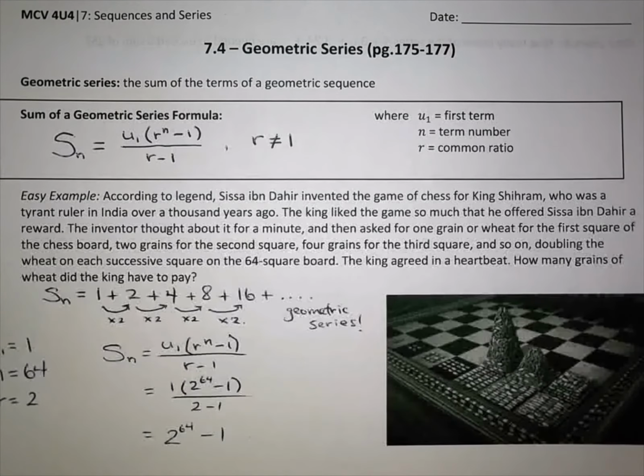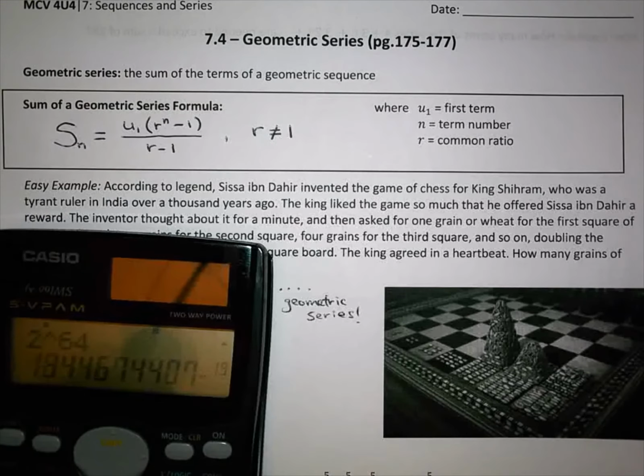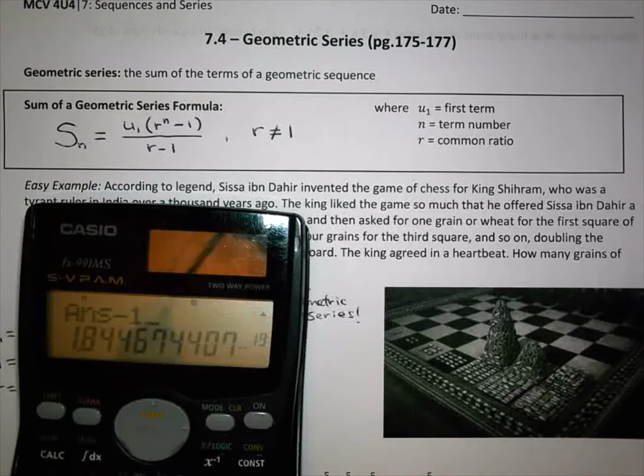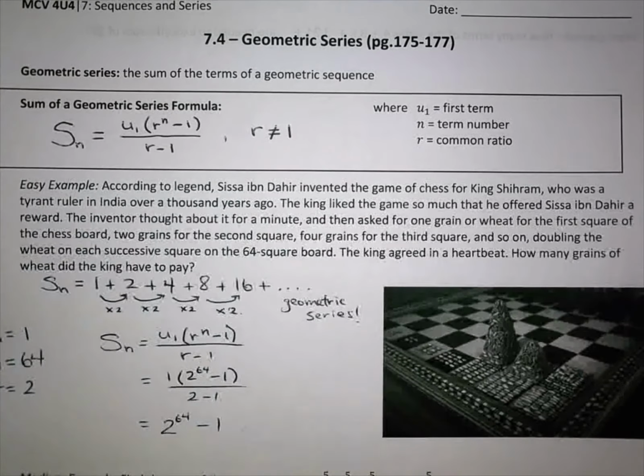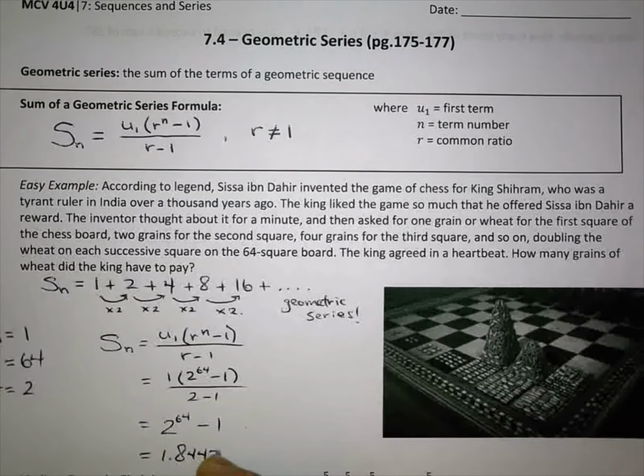It's a big number. Let me type it into my calculator just to see what it is. 2 to the power of 64. Whoa, minus 1, of course, don't forget that. So the answer is 1.8447 times 10 to the 19.